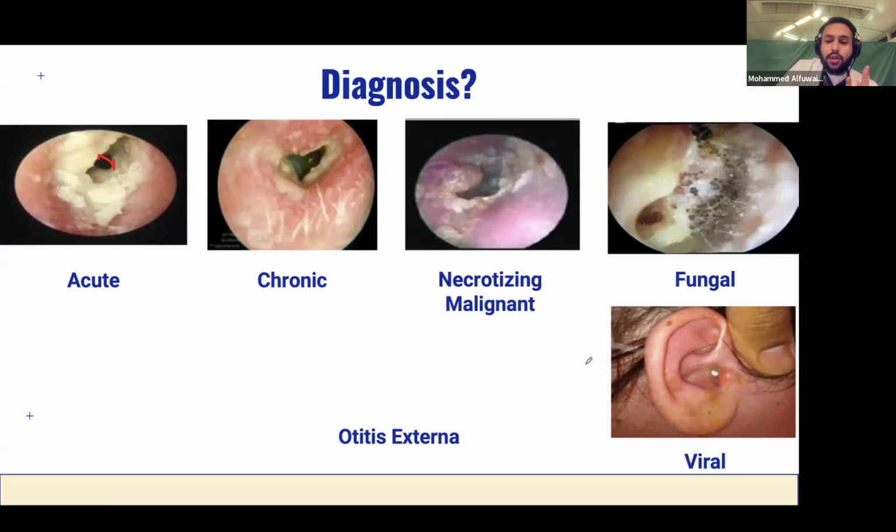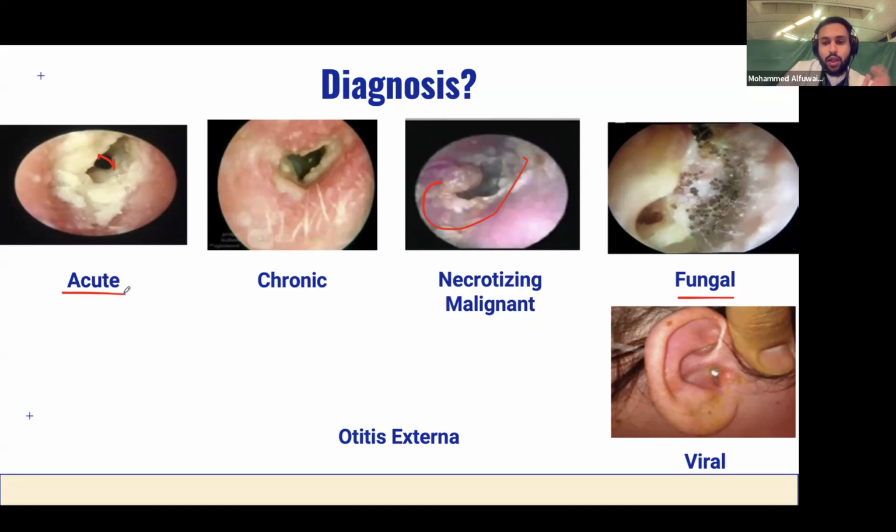What I want you to remember specifically is number one, acute is caused by Pseudomonas and Staph aureus. Don't worry about chronic too much. Necrotizing malignant, it's seen in diabetic, immunocompromised patient, caused by Pseudomonas, life-threatening, and the key word is granulation tissue. Okay? Fungal is Aspergillus. Don't worry too much. Any viral, HSV. Simple. How do we treat these?